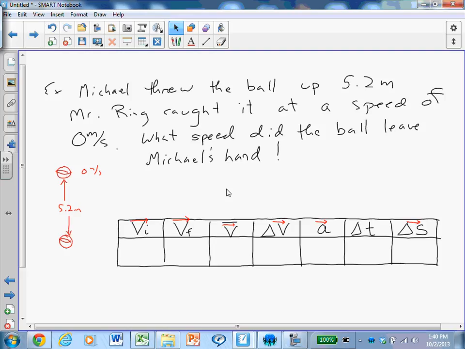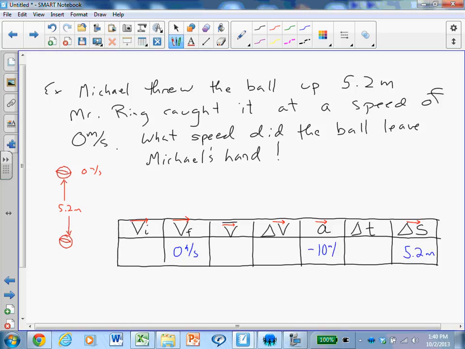We don't know what VI is, but we know what VF is. It's 0 meters per second. We also know that it goes up a height of positive 5.2 meters, but A is still minus 10 meters per second squared. Now, we asked for what speed did the ball leave Michael's hand. So this is actually what we're looking for.